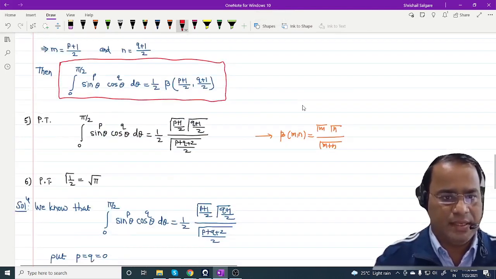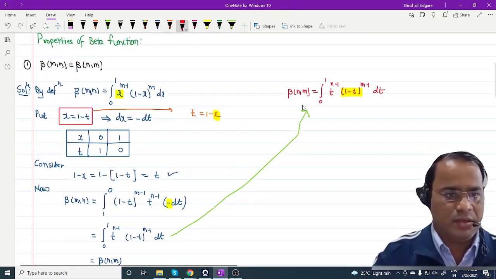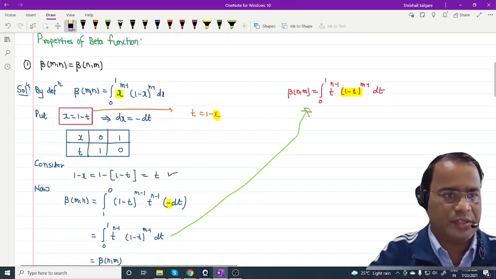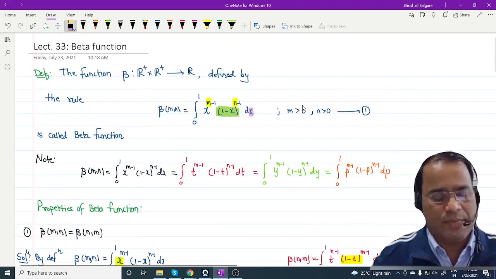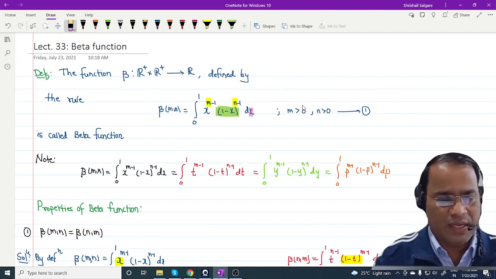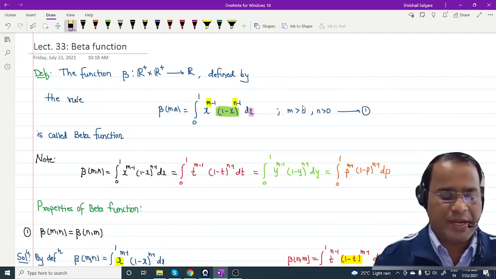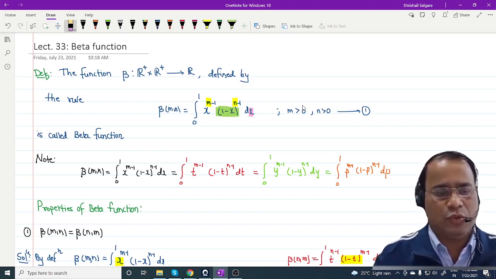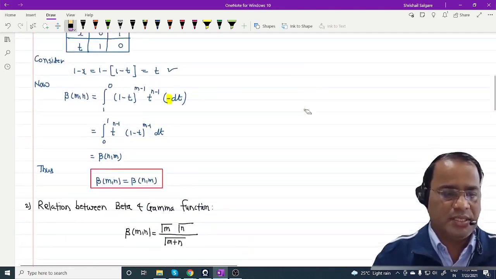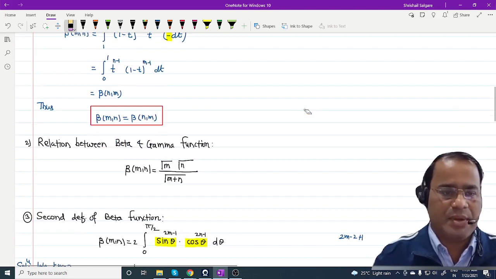Once again I repeat. First, you have to remember the definition of beta function. Beta mn is given by integral 0 to 1 x raised to m minus 1 into 1 minus x raised to n minus 1. Again, you can use the property of definite integral. You can replace the parameter x by t, t by y, y by p. First property says that beta mn is equal to beta nm. That means the parameters m and n you can interchange. Second is the relation between beta and gamma function. Beta mn is given by gamma m, gamma n divided by gamma of m plus n.